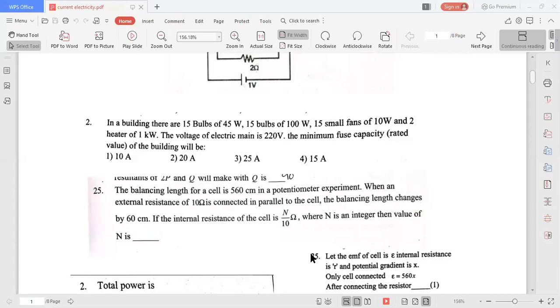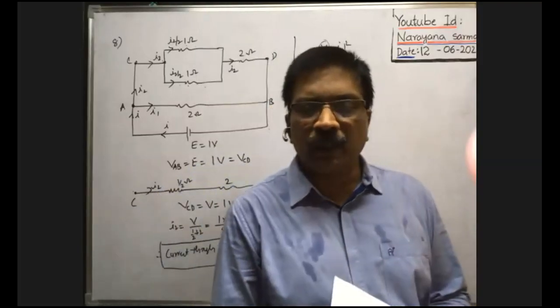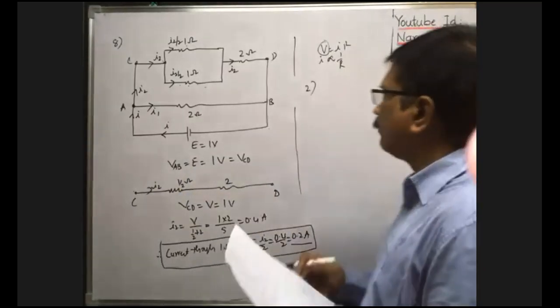You are given already 15 bulbs and their rated voltage are given. I think you have seen the question. Now look at the board, all of you. All of you look at the board.